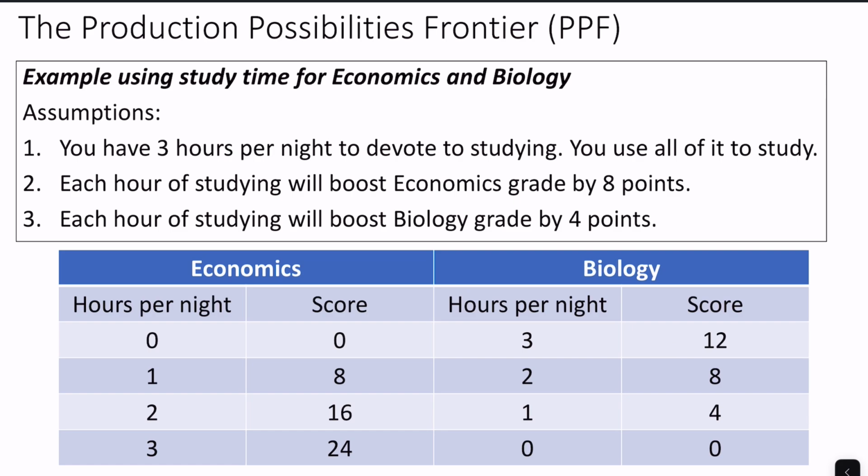Now you could change 1 hour of studying. You could reduce your hour of studying from biology down to 2. That's going to leave you with 8 points in biology. And you can move that hour of studying over here to economics, which will boost your economics score by 8 points. Right? And as we move down in these rows, we're just moving 1 hour over towards economics, adding points to economics, and reducing points in biology. Until we get to the other extreme, where you're spending all 3 hours of studying on economics to get 24 extra points there, and 0 hours then studying biology and getting 0 points on your biology exam.